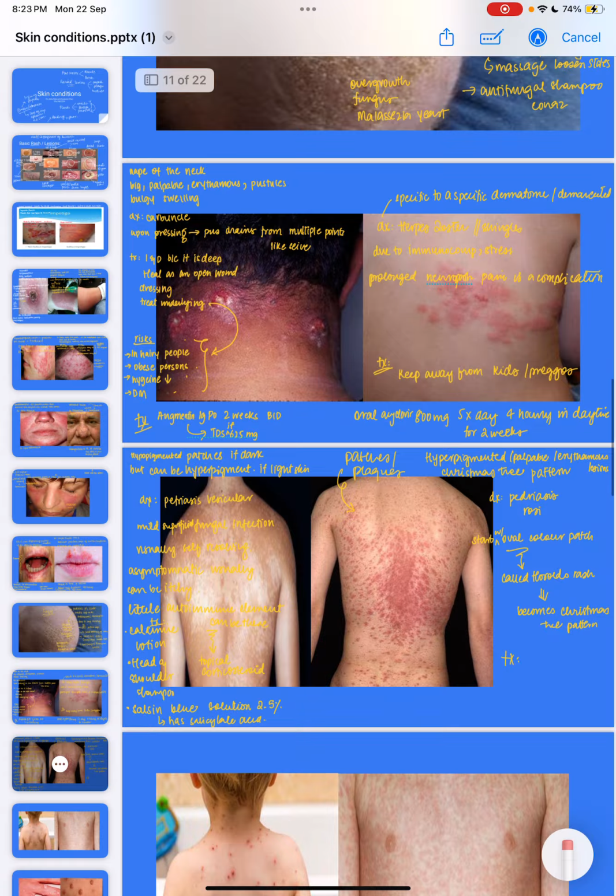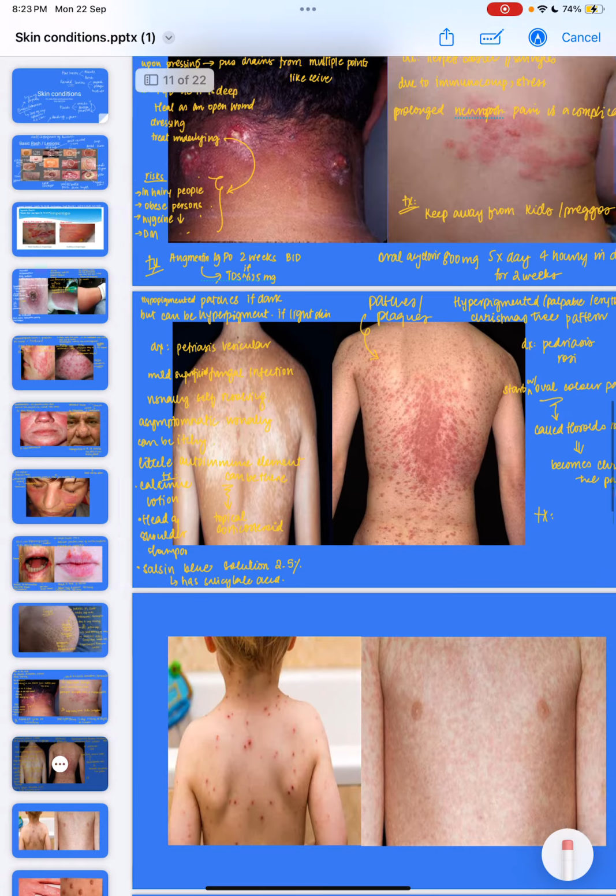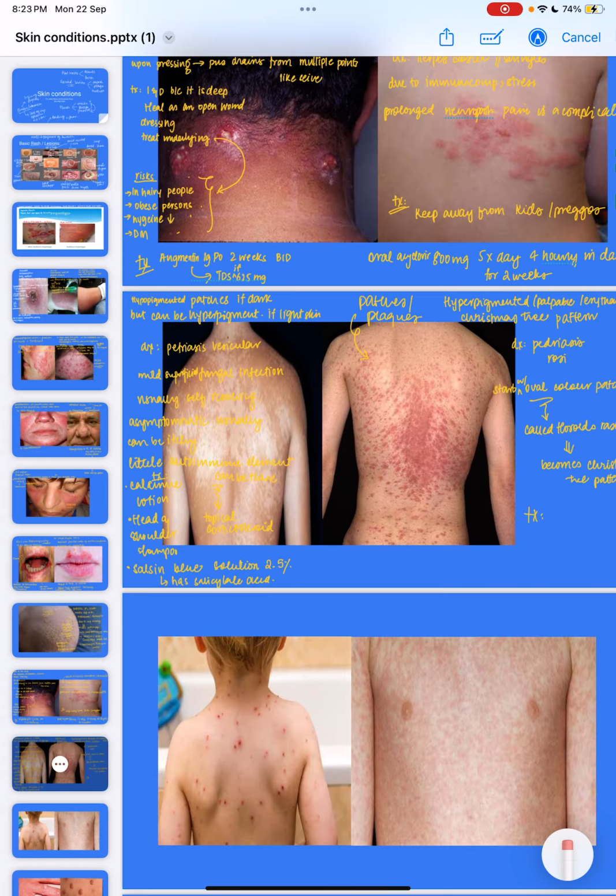Okay, so then the last slide is basically these lesions. So we can see that they're kind of similar. So we see this is hypopigmented, right? Because the skin appears lighter, but this is because this is a dark-skinned individual. But if it's a fair-skinned individual, these patches would appear to be darker.